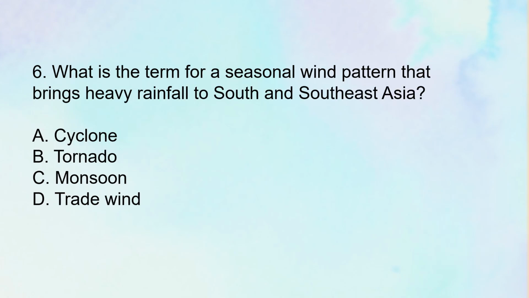Number 6. What is the term for the seasonal wind pattern that brings heavy rainfall to South and Southeast Asia? Letter A, cyclone. Letter B, tornado. Letter C, monsoon. Or letter D, trade wind.